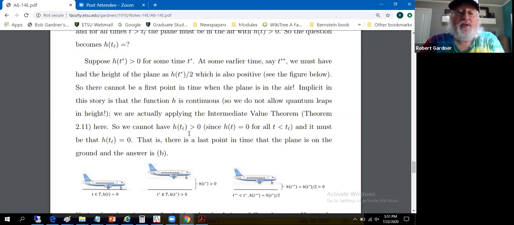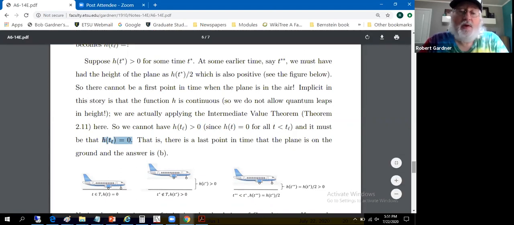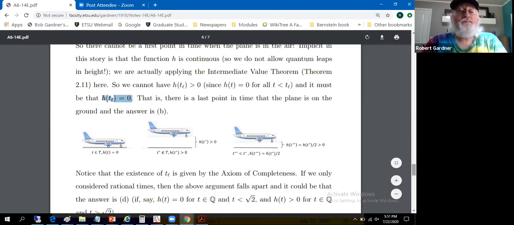Okay, well, if H of T sub L isn't greater than 0, then it must be equal to 0, because those were the only two choices we had. It was a height. So we must have H of T sub L equals 0. In other words, that's the last point in time that the plane was on the ground. It was on the ground before then, and it's in the air after then. How did we find it? The axiom of completeness is how we were guaranteed the existence of that particular time.